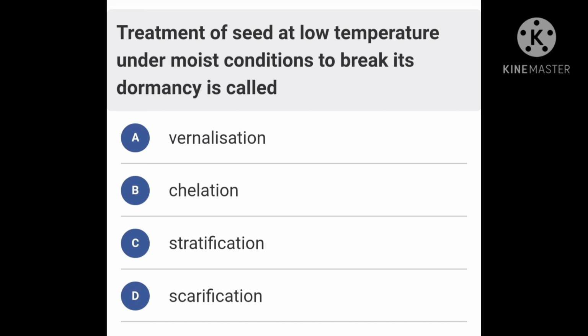Okay, next question. Treatment of seed at low temperature and moist conditions to break its dormancy is called option A vernalization, option B chelation, option C stratification, option D scarification. Option C, stratification, is the right answer.